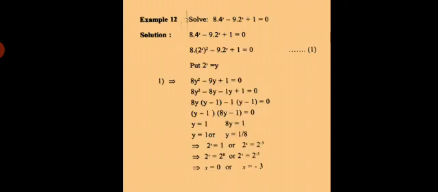Next question. Example number 12. Solve 8 into 4^x minus 9 into 2^(x+1) equals 0. Now see the next step: consider 4 in terms of 2, and take that 2 outside. So 2 square will become 4 only, means you are splitting 4 in terms of 2 square, minus 9 into 2^(x+1), keep as it is, which equals 0.